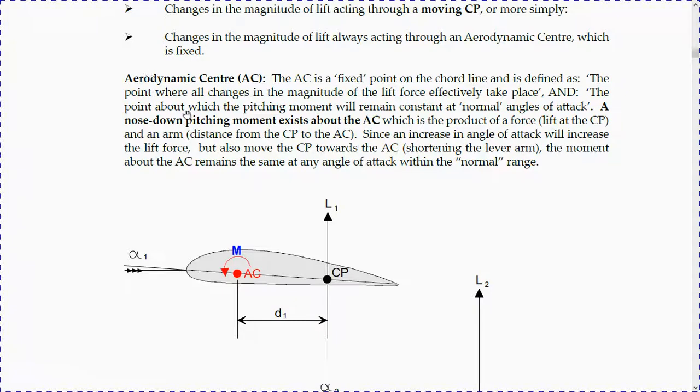What is an aerodynamic center? The aerodynamic center is a fixed point on the chord line and is defined as the point where all changes in the magnitude of the lift force effectively take place, and the point about which the pitching moment will remain constant at normal angles of attack. A nose-down pitching moment exists about the aerodynamic center. As we can see here, of course, the center of pressure is well behind. It will make the airplane pitch down.